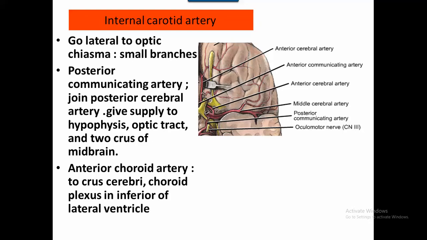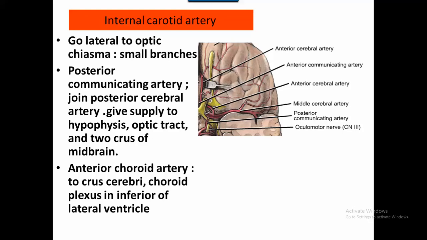Small branches come out from the internal carotid artery here. One of them is the posterior communicating artery. Okay. It joins the posterior cerebral artery, which is a branch of the basilar artery.